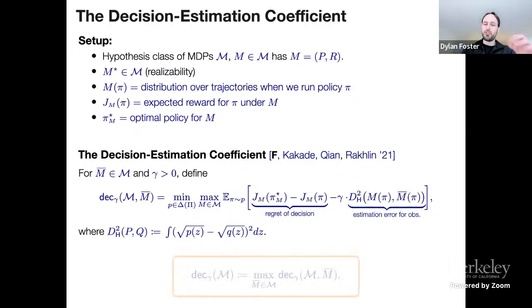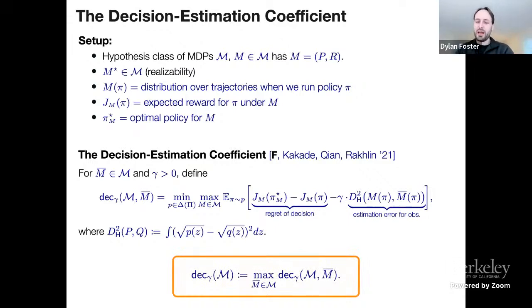I'll finish off this definition by saying that what we really care about is the max of the value of this thing over reference models M bar in our class. Okay, that is the definition. Are there any questions about the definition here?